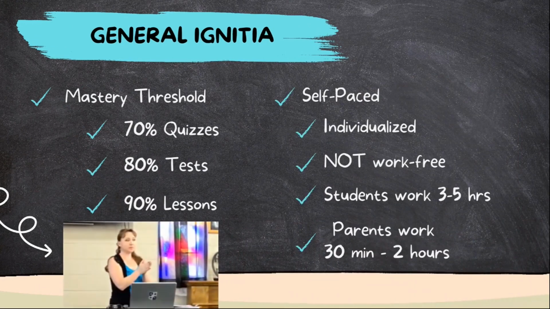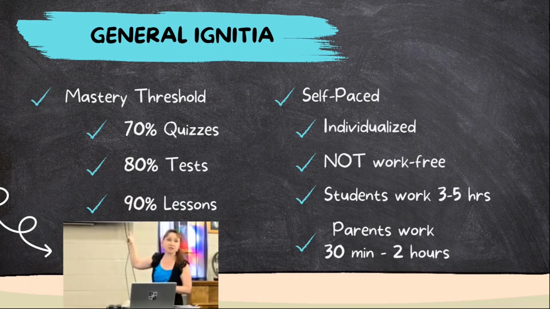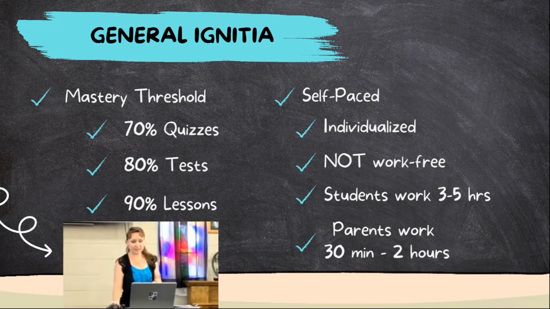Okay, general information about how Ignition works. We use a mastery threshold. So when students are working in Ignition, they become blocked from moving forward based on certain percentages. And so these are the percentages that are going to be crucially important for you to remember. They get blocked if they make less than 70% on quizzes, less than 80% on tests, and less than 90% on lessons. And that's because we want them to have that mastery before they move forward.